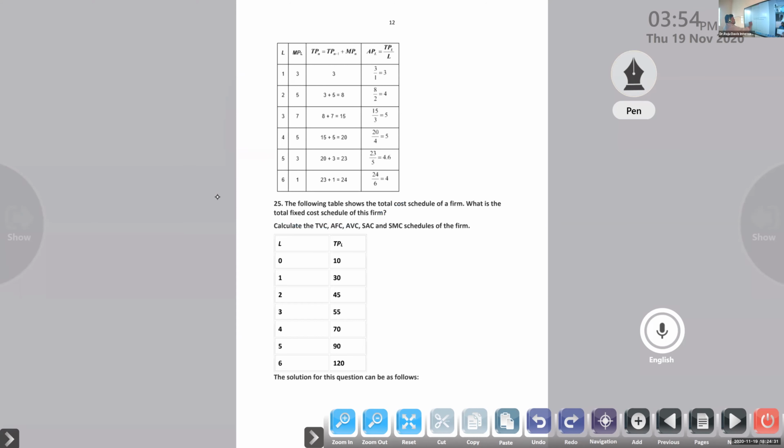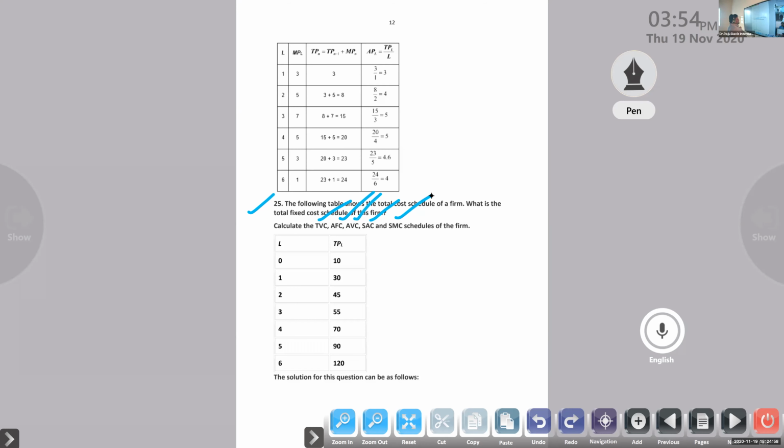Next one, the 25th question. The following table shows the total cost schedule of a firm. What is the total fixed cost schedule of the firm? Calculate TVC, total variable cost; AFC, average fixed cost; AVC, average variable cost; SAC, short run average cost; and SMC, short run marginal cost.